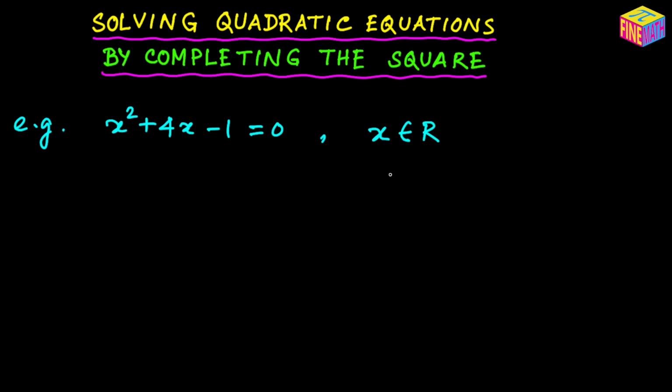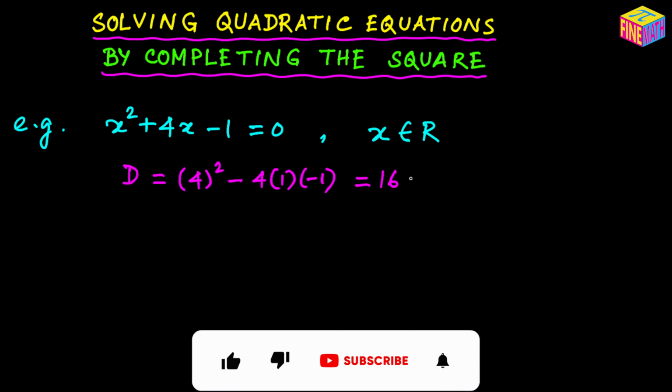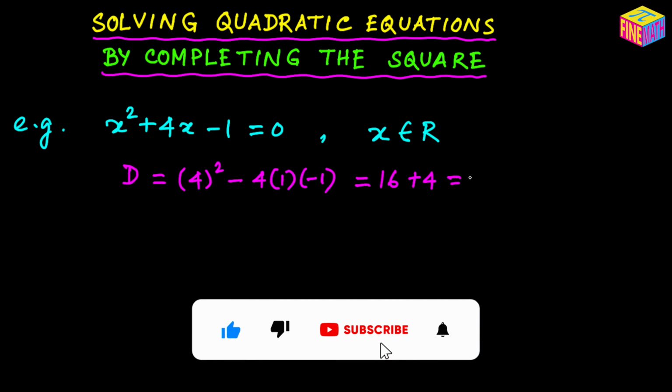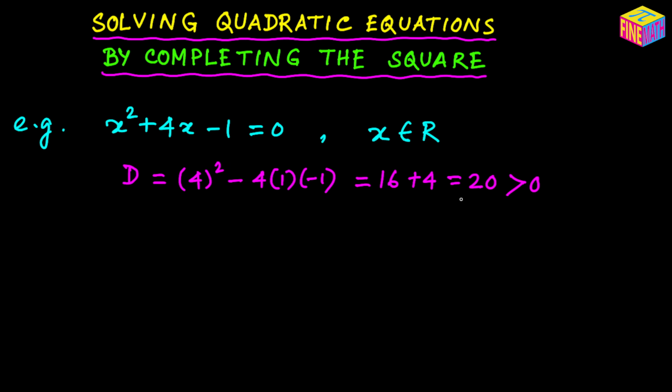Now before we go any further, the first thing we should do is quickly check the discriminant. In this case the discriminant would be b squared minus 4ac, so that would be 4 squared minus 4 times a times c, which is 16 plus 4, equal to 20, that is greater than 0. So the discriminant is positive, which means the roots will be real. So the necessary condition is satisfied, and we should be able to solve this equation. Let's try that.